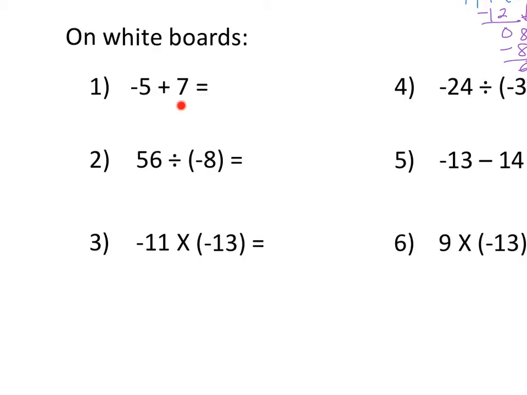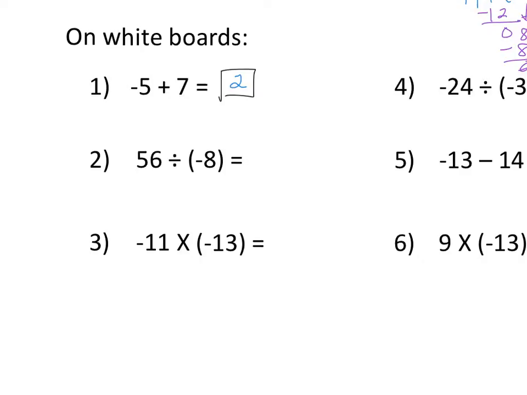Negative 5 plus negative 7. We are adding different signs. So we subtract. 7 minus 5 is 2. And keep the sign of the larger. There are more positives than there are negatives. So our answer is going to be positive 2.